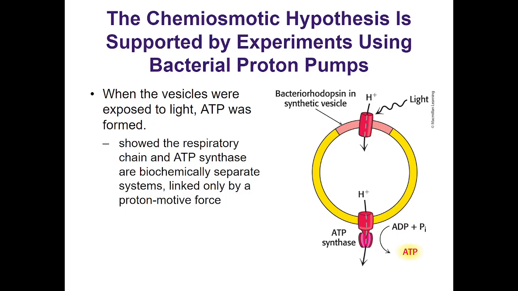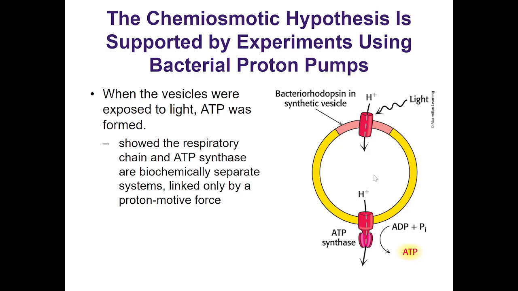All right, so when the vesicles were exposed to light, ATP was formed. And so this is the bacteriorhodopsin in the synthetic vesicle right here. And here we have light being exposed. And we have a H plus coming in. When H plus came into this synthetic vesicle here, we built up a charge gradient, right?